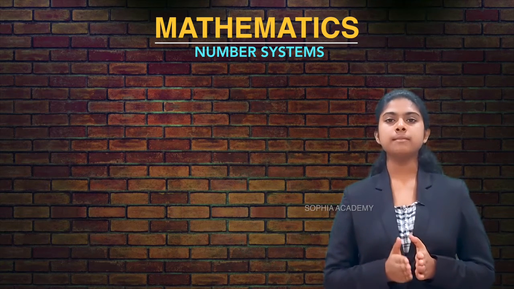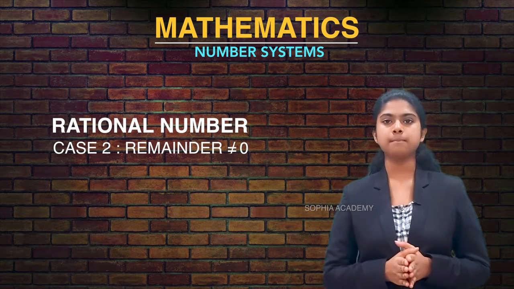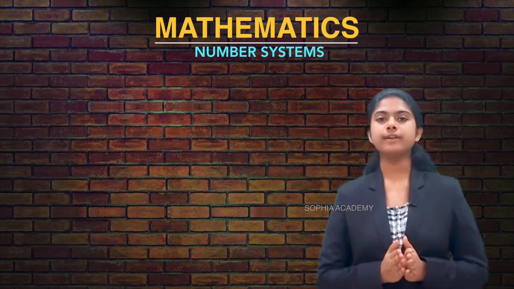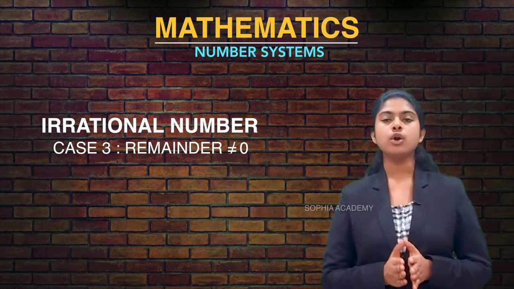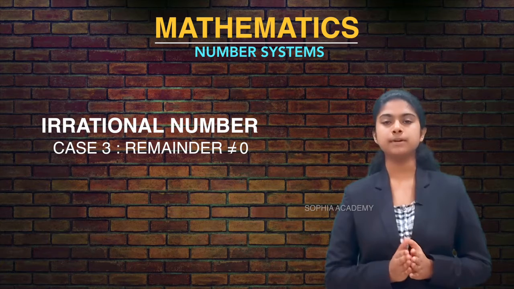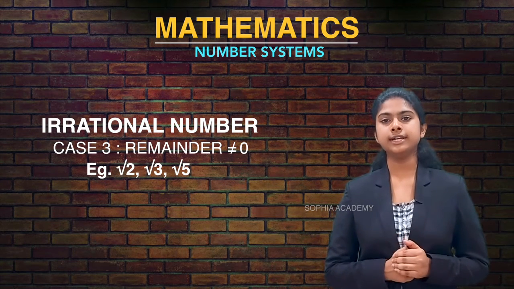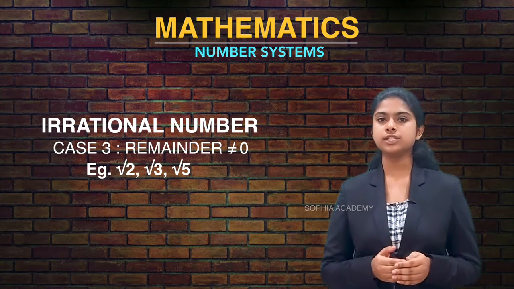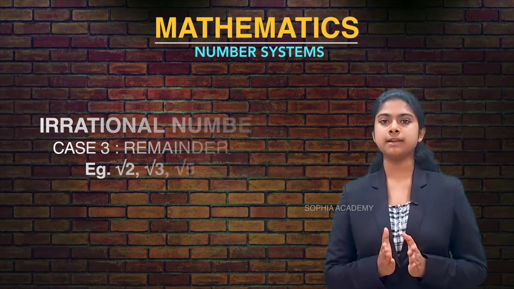Case 2, the remainder never becomes 0 with repetition. For example, 10 by 3. For irrational numbers, that is case 3, the remainder never becomes 0 with no repetition. Example, √2, √3, √5, and it goes on. So now we are going to look in detail at case 1, case 2 and case 3 of converting a rational number into a decimal expansion.